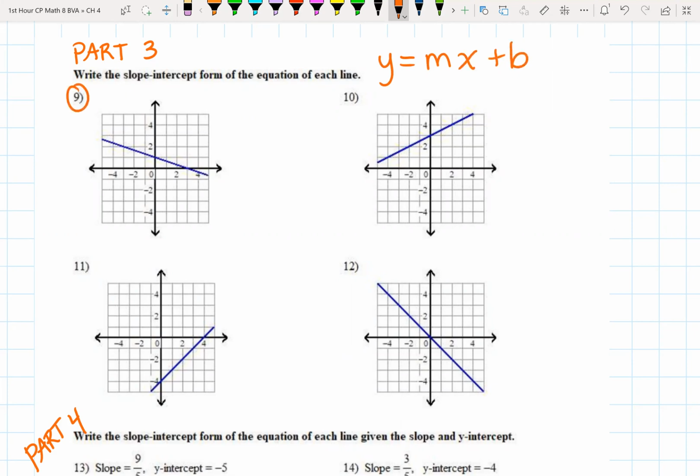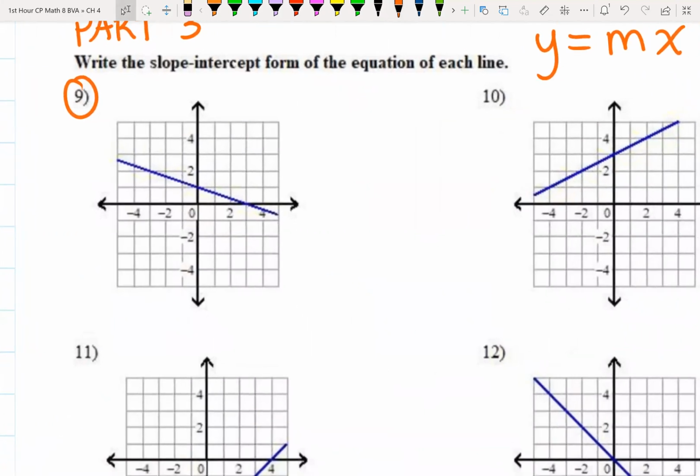Focusing on number 9 right now, we are going to look for the y-intercept. So this is the y-axis, and here our line is crossing it at 1. So that is your y-intercept. So we're going to write our equation right here, and below this, we're going to write plus 1.